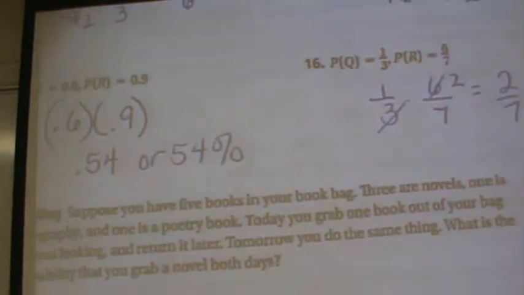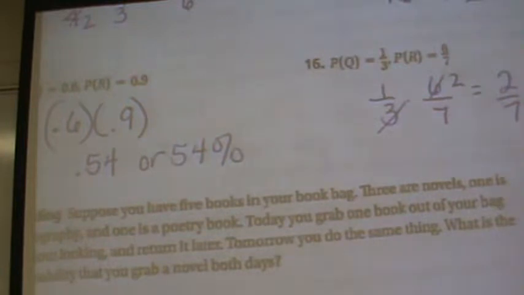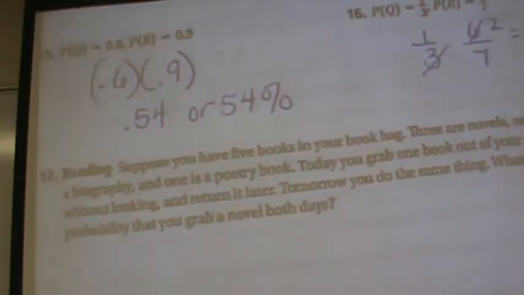Okay, now read this story problem. Number 17. You have 5 books in your bag. 3 of them are novels, 1's a biography, and 1's a poetry book. Today you're going to grab a book out of your bag, and you're going to return it to your bag. Okay? You're not returning it to the library, you're putting it back in the bag. I want to know what's the probability if both days you pick novels.